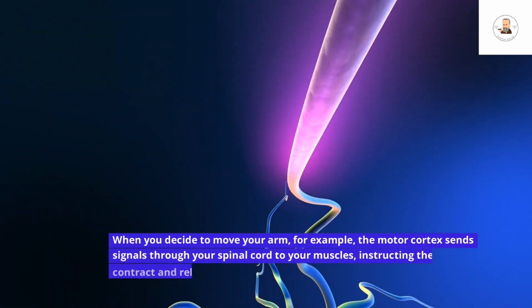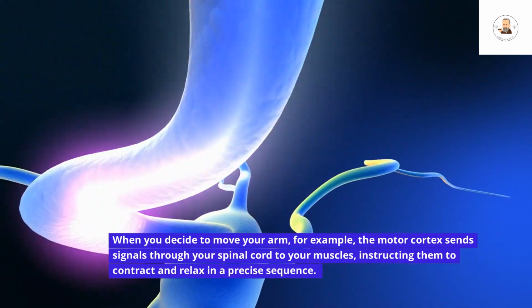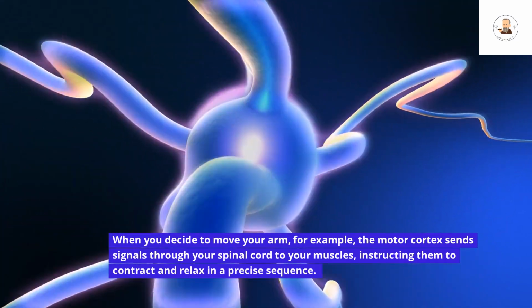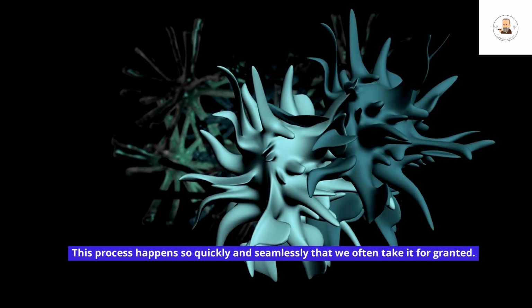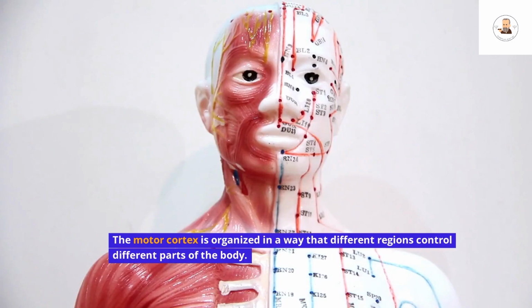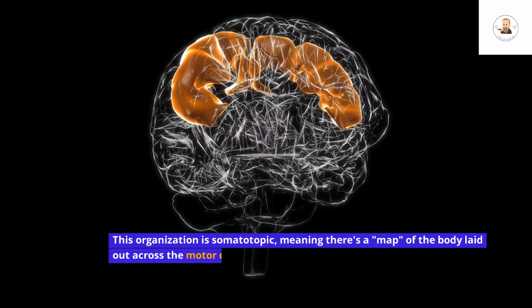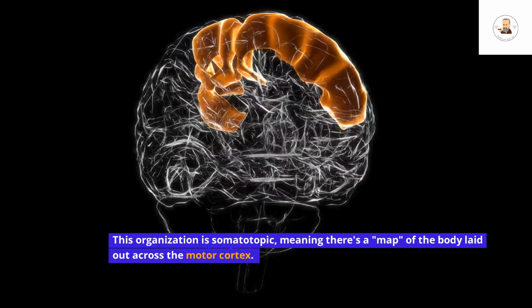When you decide to move your arm, for example, the motor cortex sends signals through your spinal cord to your muscles, instructing them to contract and relax in a precise sequence. This process happens so quickly and seamlessly that we often take it for granted. The motor cortex is organized in a way that different regions control different parts of the body. This organization is somatotopic, meaning there's a map of the body laid out across the motor cortex.